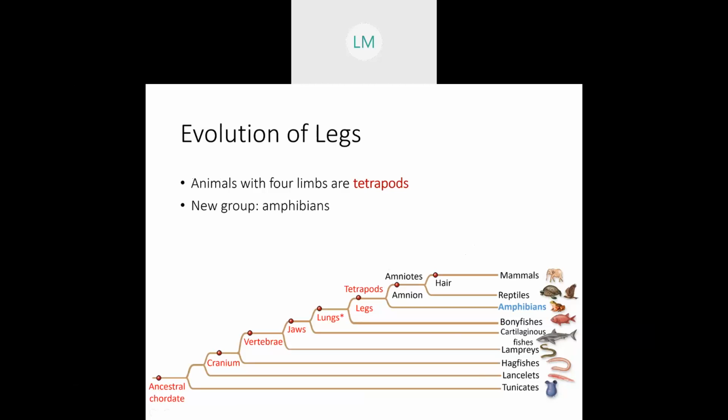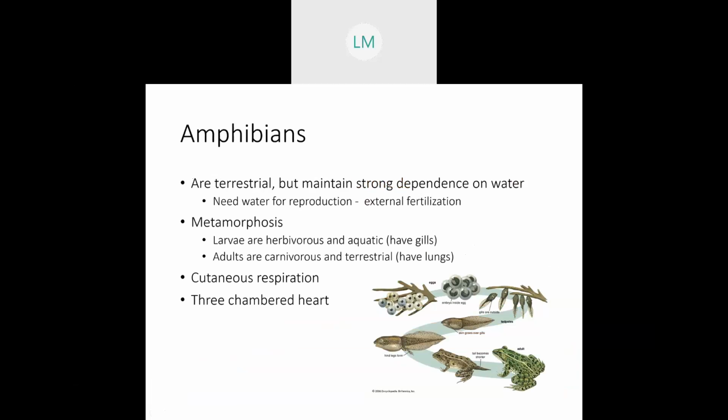Okay, so the first group we get here are the amphibians. So our amphibians are terrestrial, but they are highly, highly dependent on water. Right? They need water for reproduction. We still have external fertilization. So eggs are laid by the female, fertilized by the male outside of the body.